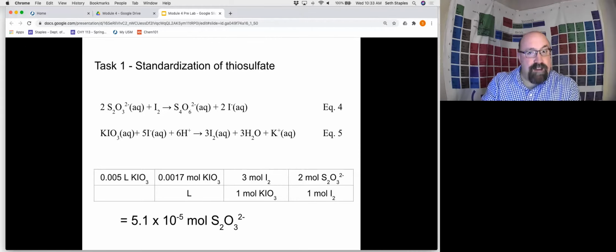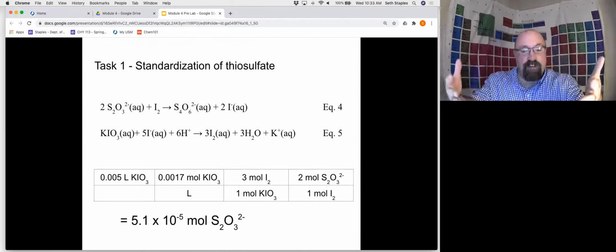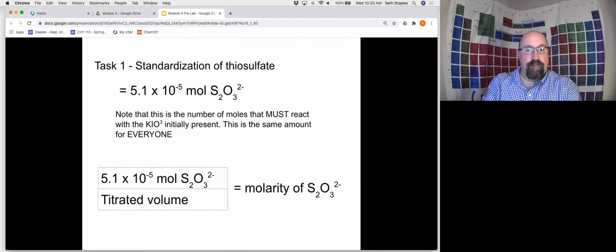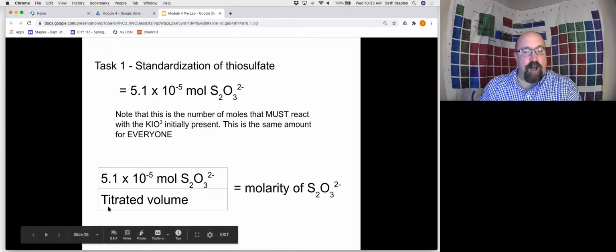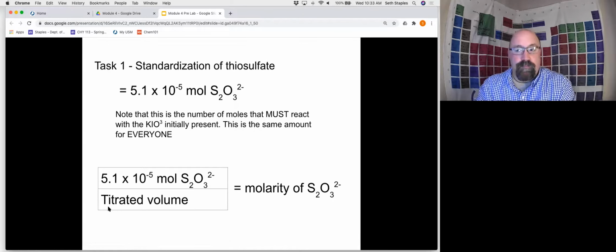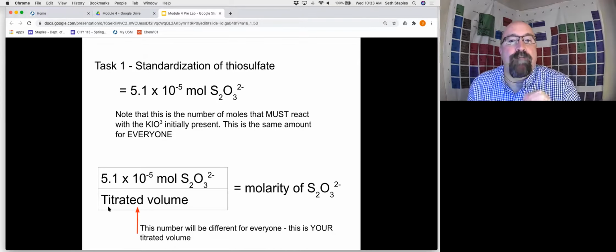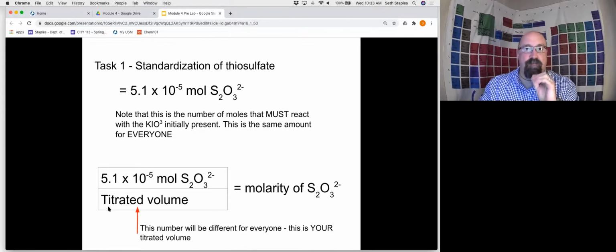And so if we know that information, and again, some of this will make more sense as you're seeing your setup, but if we know that information, we also know what the titrated volume is, how much of the S2O3 you had to have used. And that is the number, and that is the only number in task 1 that will be different for everyone. This is your titrated volume, the average of your 3 titrated volumes.